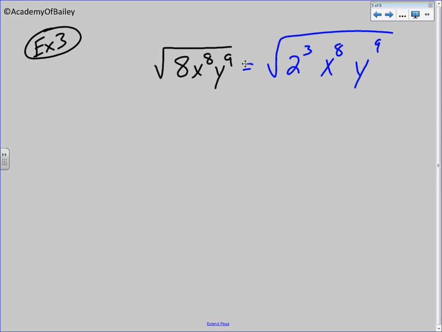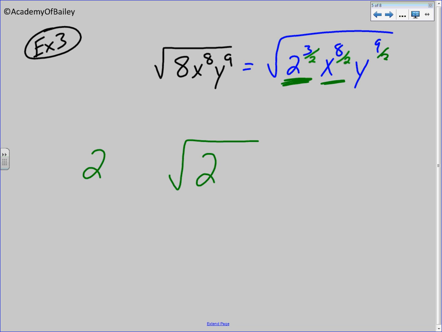And so divide by 2, because that is the root that we're looking at. And so when I do that, right here, 3 divided by 2 means there's 1. And then what's the remainder? 1. There's 1 left inside. So there's 1 that you pull out, and then 1 left inside.